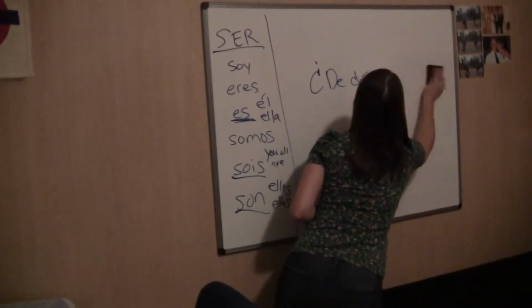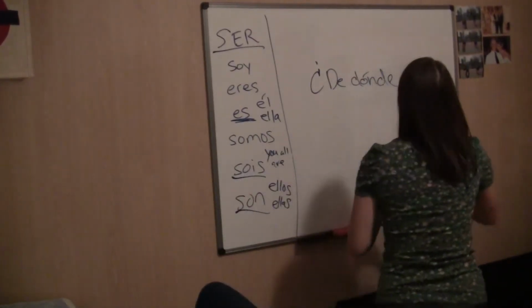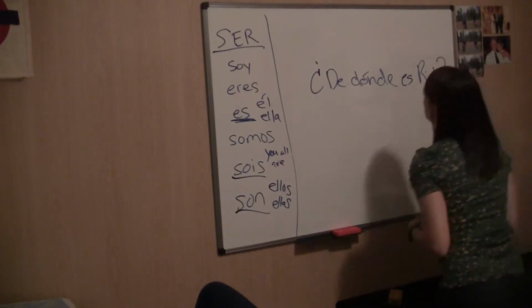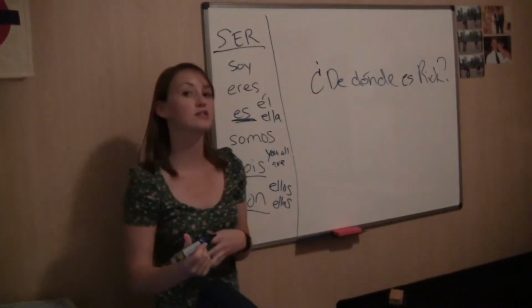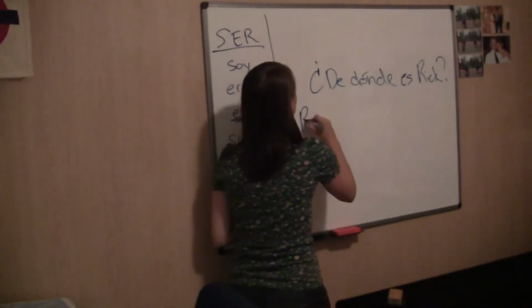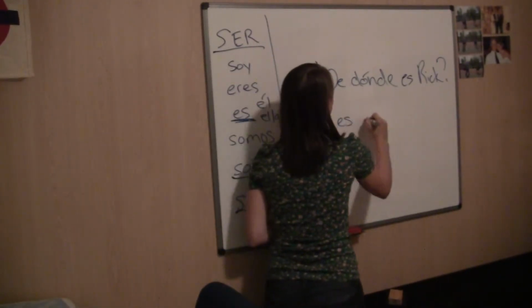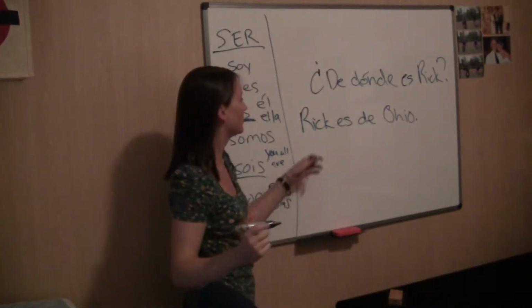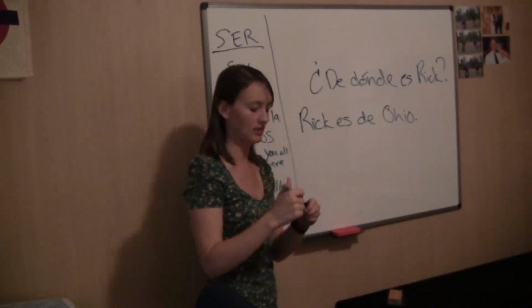Somebody might ask you, ¿de dónde es Rick? And you would respond for Rick. So where's Rick from? Rick es de Ohio. Right? ¿De dónde es Rick? Rick es de Ohio. Okay?